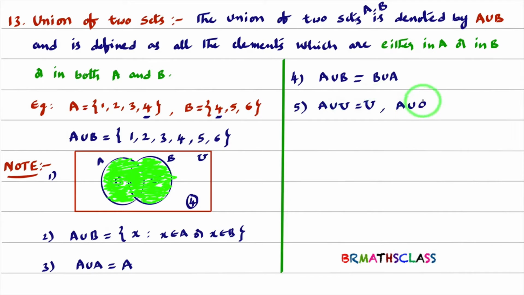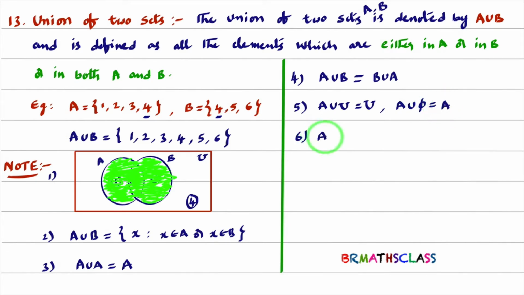A union null set. The null set is the empty set which consists of no element. In these two sets, which set is the bigger set? A is the bigger set. So when we do the union, we will get the bigger set. So A union empty set is A.